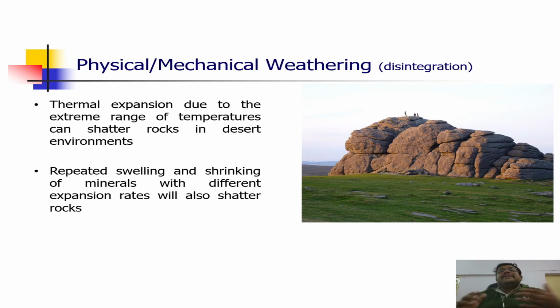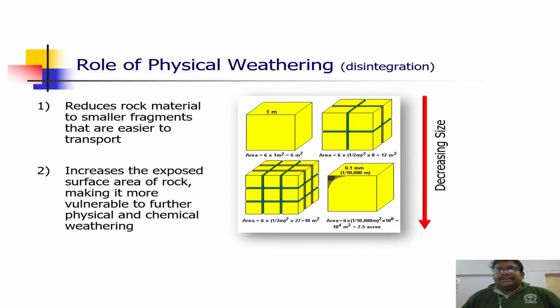Now, thermal expansion due to the extreme range of temperature can also shatter rocks in desert environments, because in the desert region there is extreme climate. Extreme climate may be either high temperature or very low temperature, and due to this temperature variation there is thermal expansion in the rocks of the desert environment, which creates this physical weathering. Repeated swelling and shrinking of minerals with different expansion rates will also shatter the rocks. So you can see a good example of a rock which shows mechanical or physical weathering.